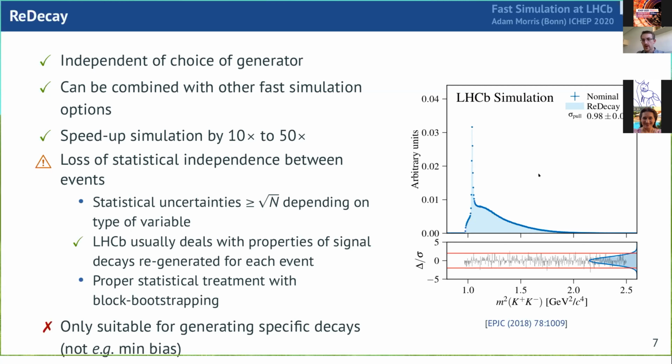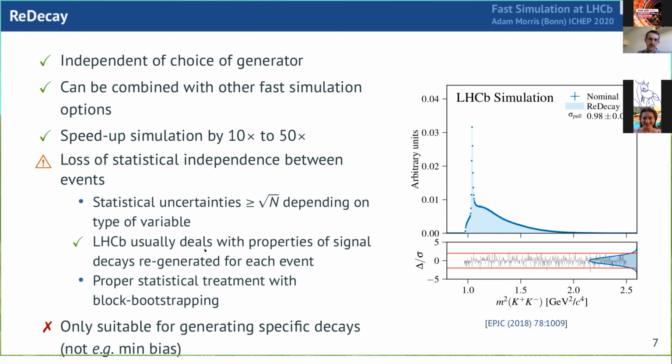Here on the right, we have a plot of a variable which is not really affected by this. This is some invariant mass distribution of a signal candidate, which is generated independently in every event. What's plotted here are just the Poisson uncertainties, and you can see from the pull distribution that it agrees quite nicely. But if you were looking at something like the eta of the signal, this would have much larger uncertainties.